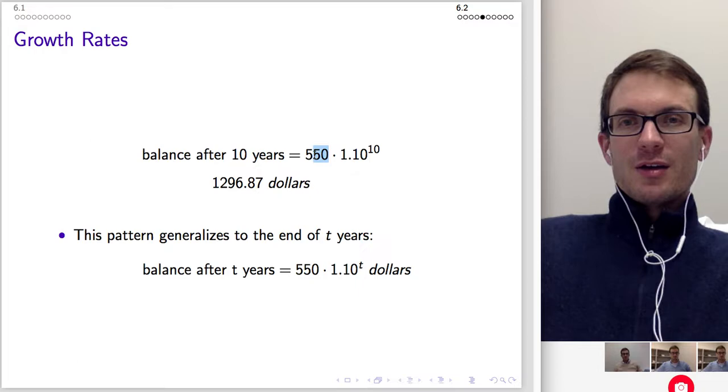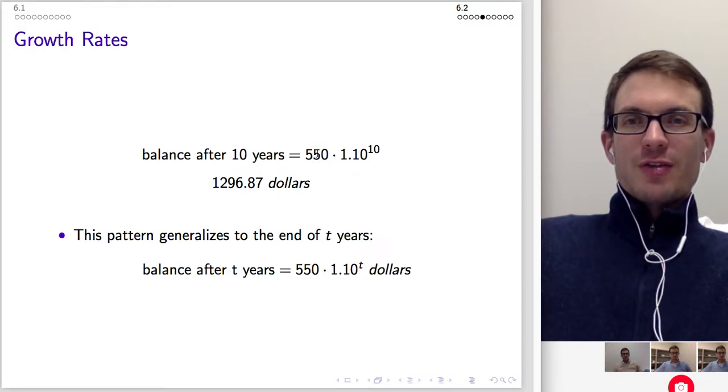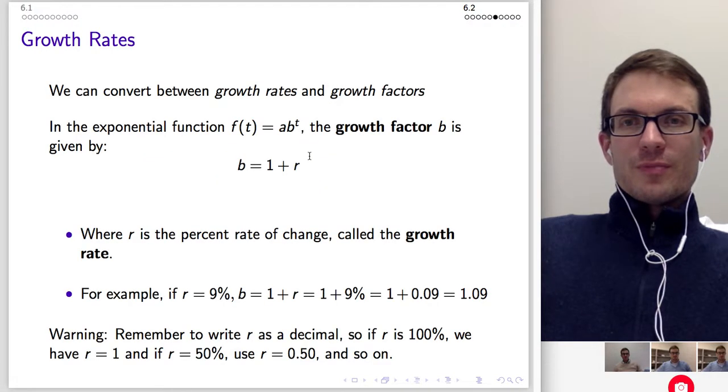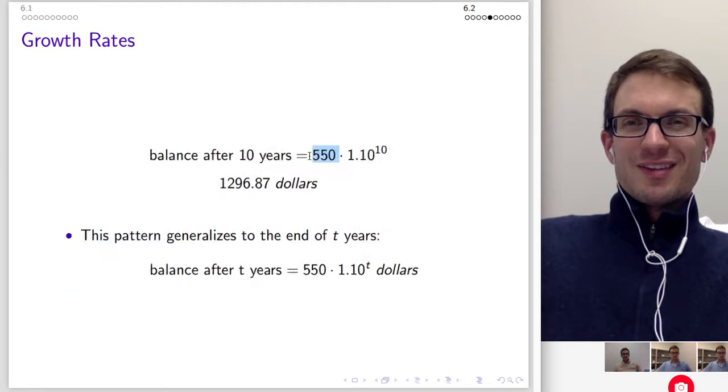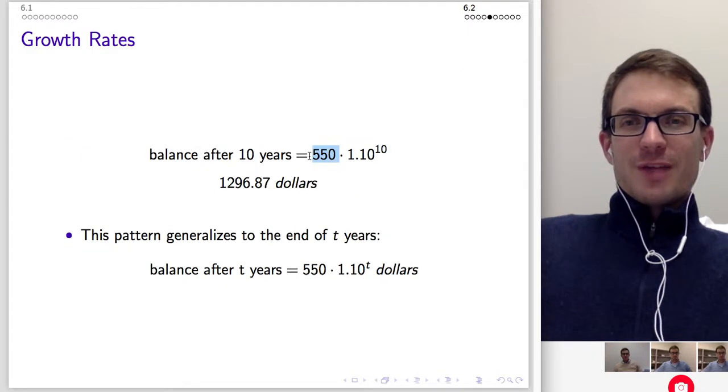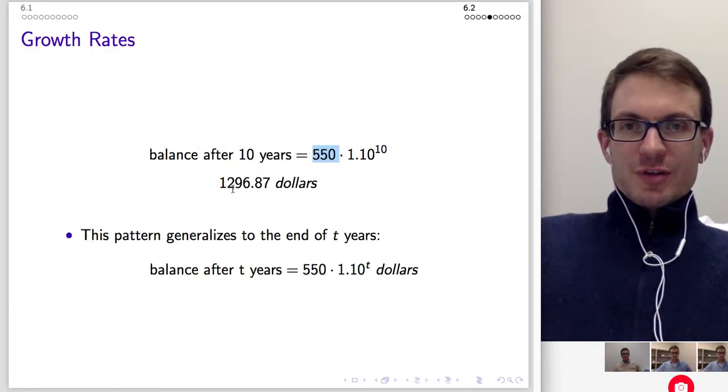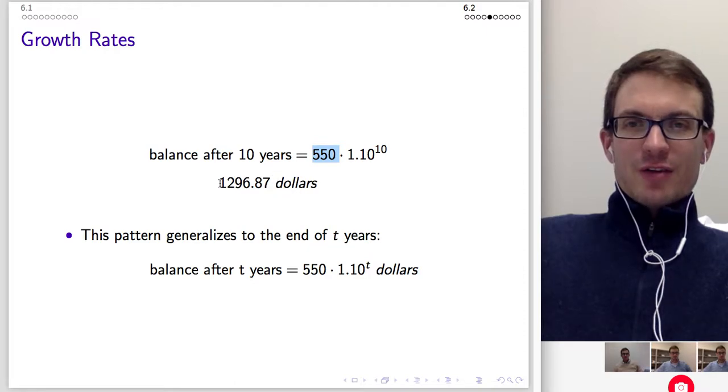This should be 500. Sorry about that. So let's just make a correction right here. This is not 550. This is 500. Right? This is 500 because our initial A is 500. I must have made a mistake when I was copying from the previous slide. Anyway, so this comes out to $1,296.87. I'm pretty sure this is correct. You can check that with your calculator: 500 times 1.1 to the 10th.